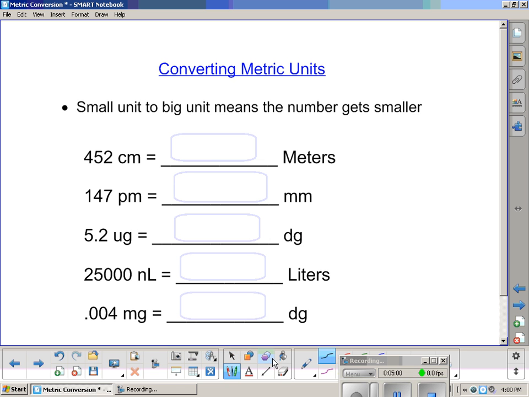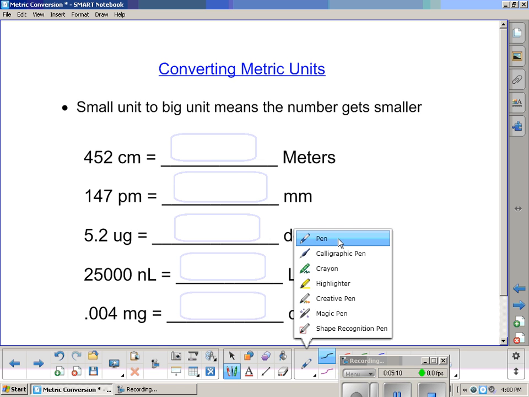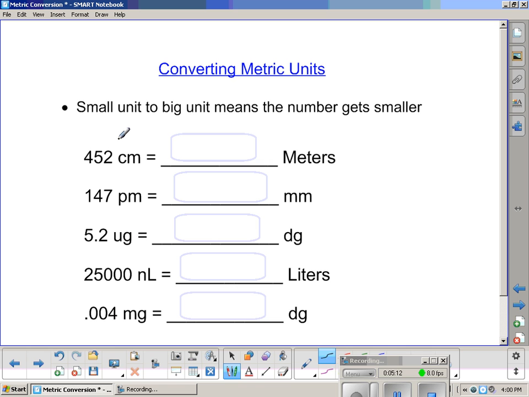In fact, I could show it this way. Centi, we move 2 places. And meters is a base unit, so we don't have to move any decimal places. So I'm going to put a 0. So how far apart are these? They're 2 decimal places apart.